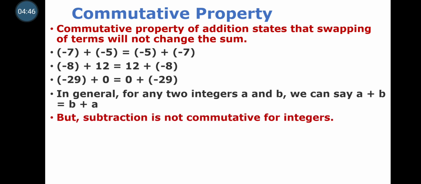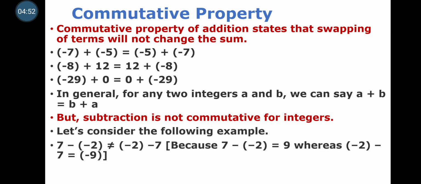But subtraction is not commutative for integers. If you see an example, you can understand. If you swap the numbers, the answer is not going to be the same. You can see that 7 minus (minus 2) is not equal to minus 2 minus 7. You can take simple numbers also, like 3 minus 2 is 1, but if you take 2 minus 3 you will get minus 1.